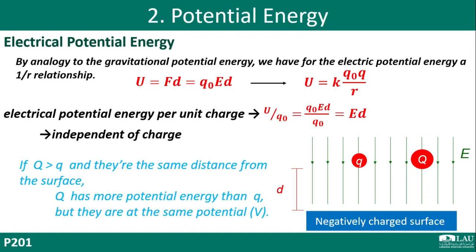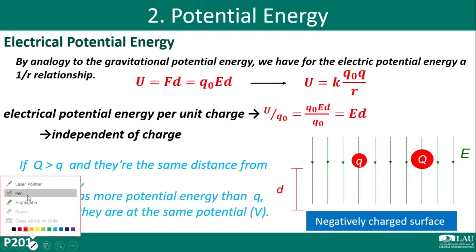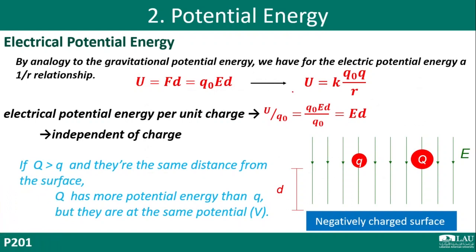U in this case, because the work is the force times the distance. So the variation of the potential energy is the force times the distance. The force is an electrostatic force in our case, so it's Q0 E times D. So in this case, the electrical potential energy U is defined by K Q0 times Q, the source charge, over R.